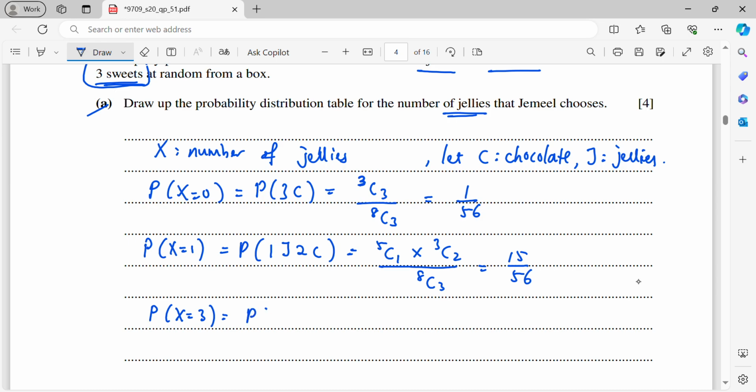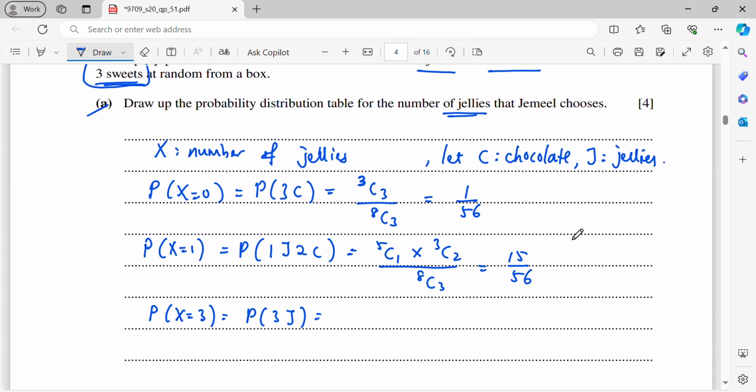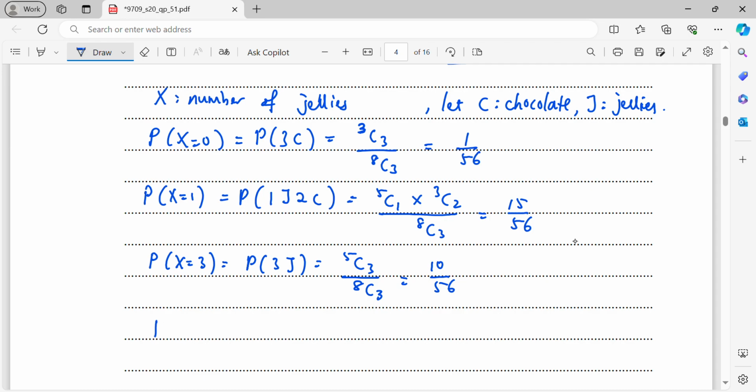And then for P(X = 2), I will count P(X = 3) first. P(X = 3) means all 3 are jellies. At first you have 5 jellies, so out of 5 you choose 3. That means it will be 5C3 over 8C3, and here I will get 10 over 56. And then for P(X = 2), because we know that total probabilities must be 1, I will just use 1 minus all these 3 probabilities.